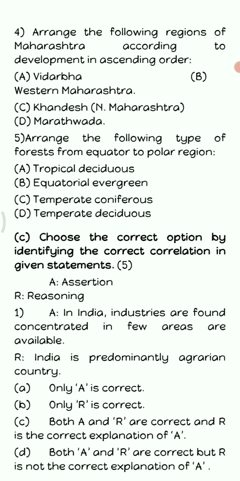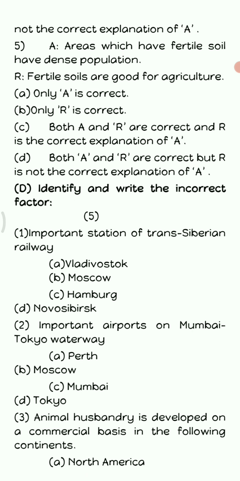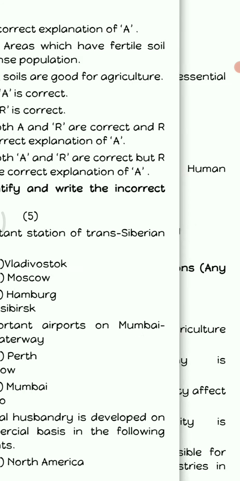Now we'll come to question number C, where you have assertion and reasoning. Two statements are given to you, and you have to find the right option. There are a total of 5 assertions and reasonings, which carry 5 marks. Next is question number D, where you have to find the incorrect factor. Incorrect factor works the same as the odd man out. So 4 options are given, and whichever is the inappropriate one, you have to select and write it down.